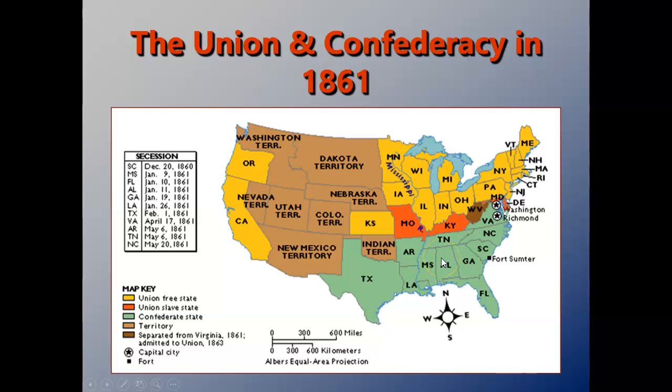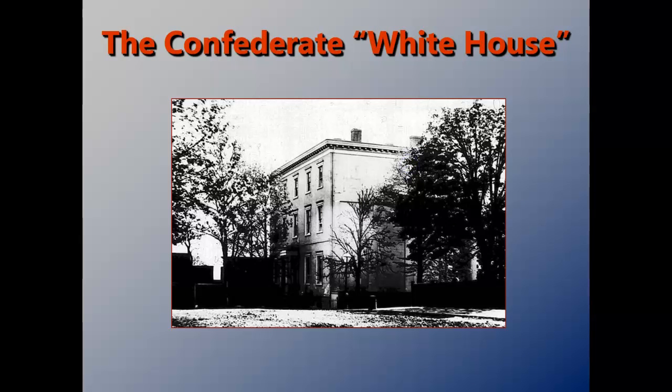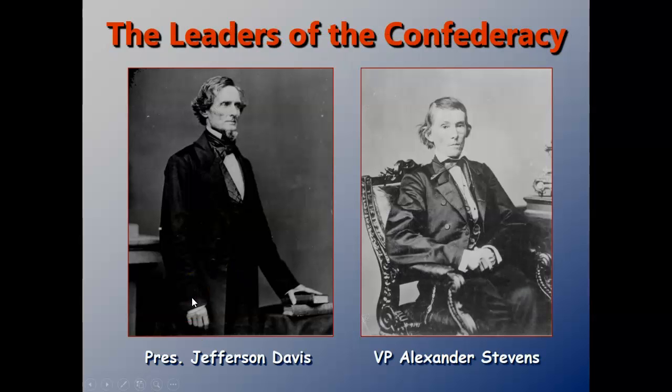There are several slave states that are technically slave states but do not leave the Union. Missouri, Kentucky, Delaware, Maryland, the so called border states, are technically slave holding states that don't leave the Union. And so these border states will actually remain part of the Union. And of course, these yellow states are free states, and they're the ones that are going to fight on the Union side.